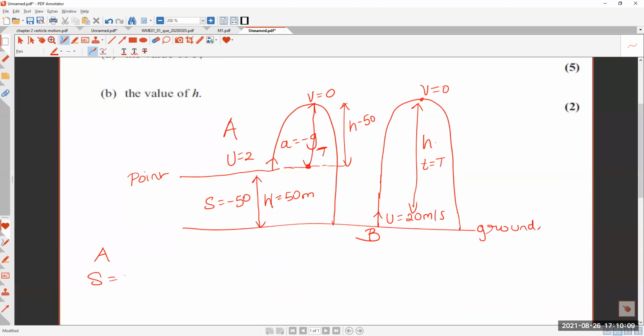Let's make an equation for A. Can I use S equals UT plus half AT square? I think this is the only one that matches, because I have time and everything over here. What is your S here for A? For A, S is h minus 50. What is the initial velocity? 2. What is the time taken? This. So h minus 50 equals 2T minus half a, which is 4.9 T square. Agree or disagree? This is the equation for A.